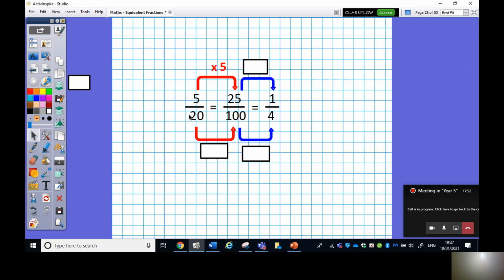What's the relationship between 20 and 100? What do I need to do to 20 to get 100? Yes, multiply by 5. Good job. Let's see if you can do this.